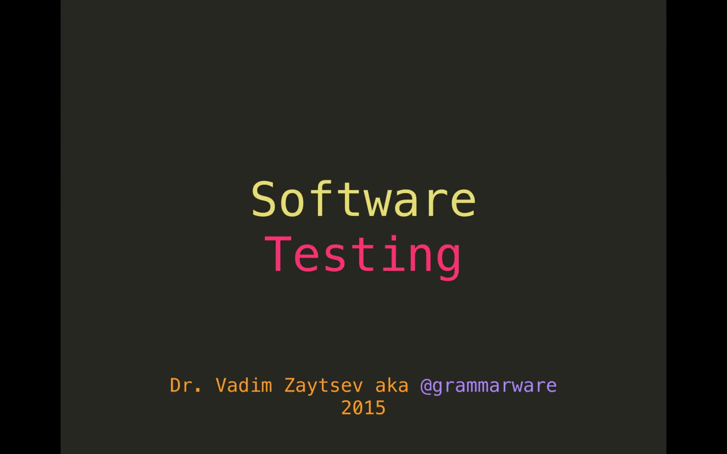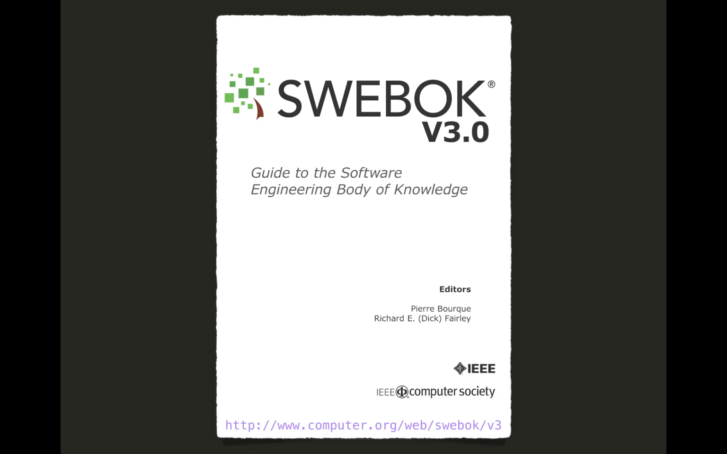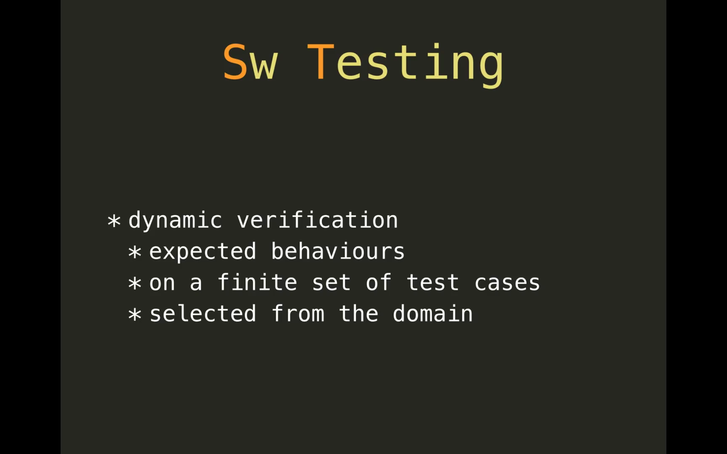All right, software testing. That is topic number four from the Software Engineering Body of Knowledge. Software testing is dynamic verification of a program providing expected behaviors on a finite set of test cases selected reasonably from the mostly infinite domain of possible inputs. And the goal of software testing, as opposed to software verification or validation, is to find bugs, to find problems, as opposed to prove that something is correct.